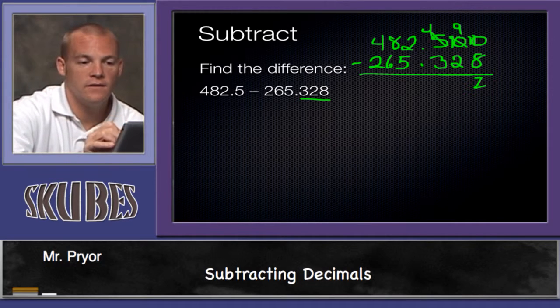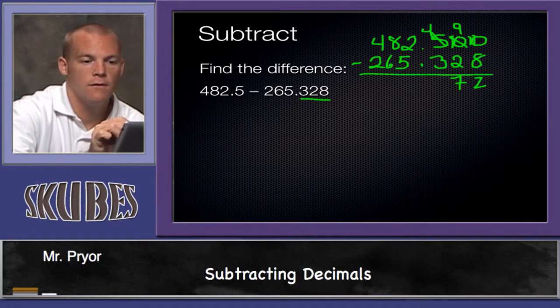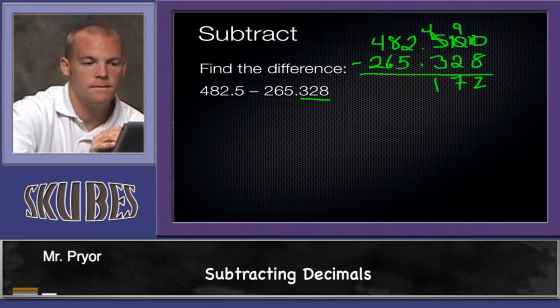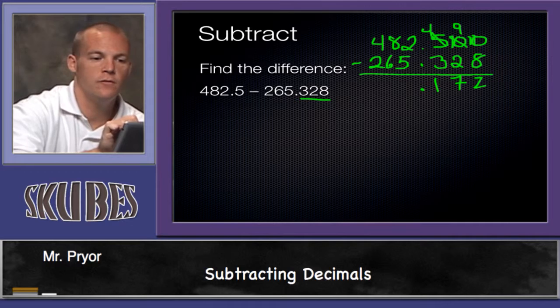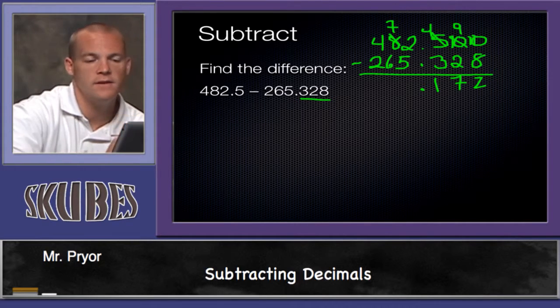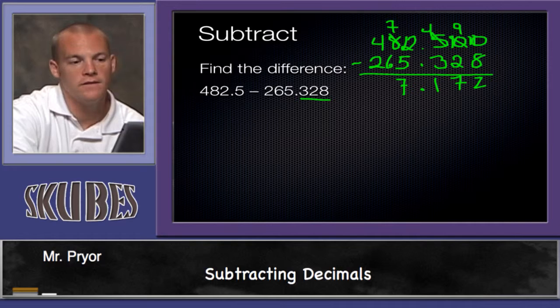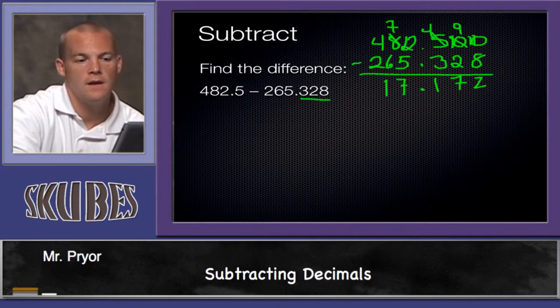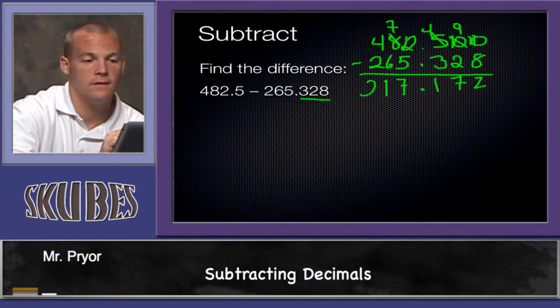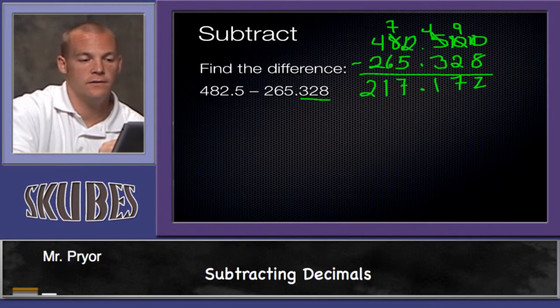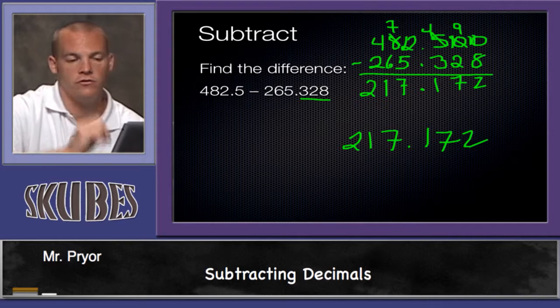9 minus 2 here is going to give us 7. 4 minus 3 is going to give us 1. Bring your decimal straight down. All right, so 2 minus 5 we can't do without borrowing, so we're going to borrow from the 8, which would make it a 7. That makes the 2 a 12. 12 minus 5 is 7. 7 minus 6 is 1. And 4 minus 2 is 2. So you end up with a final difference of 217.172.